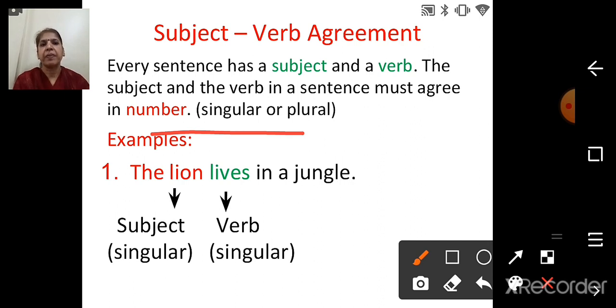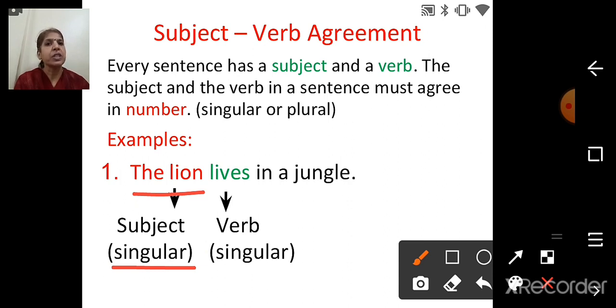Here is an example. The lion lives in a jungle. Pick out the subject. Which is the subject here, children? The subject is lion. And which is the verb? Lives, right? So lion is the subject, lives is the verb. Now lion, we are talking about one, so the subject is singular. The verb also should be singular. So the verb is lives.